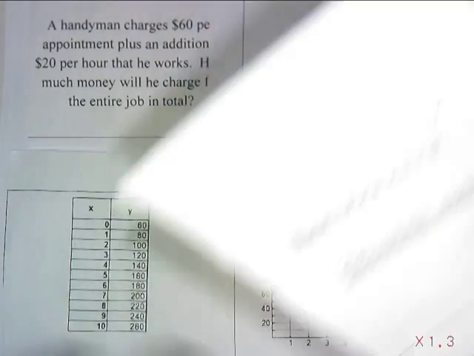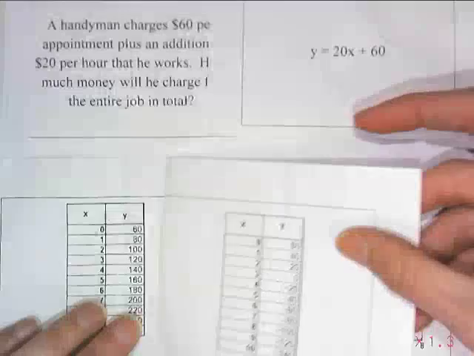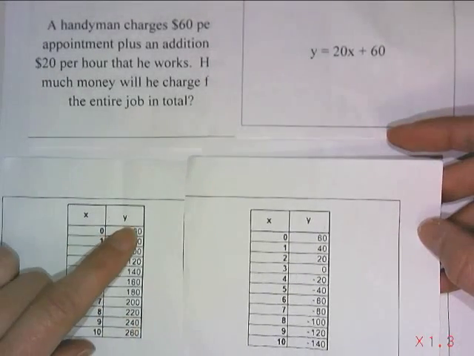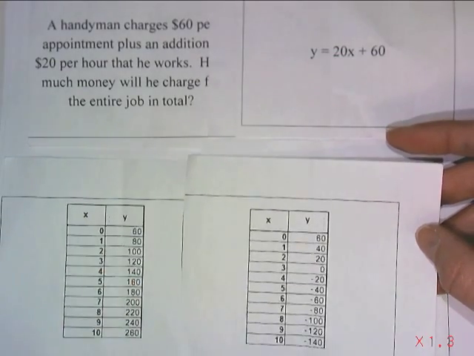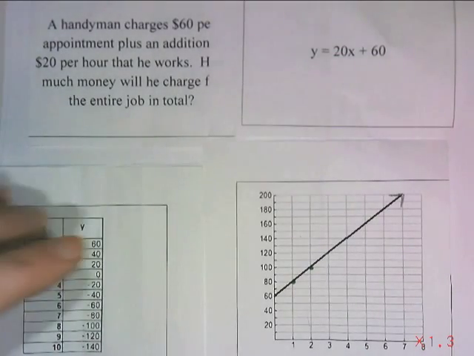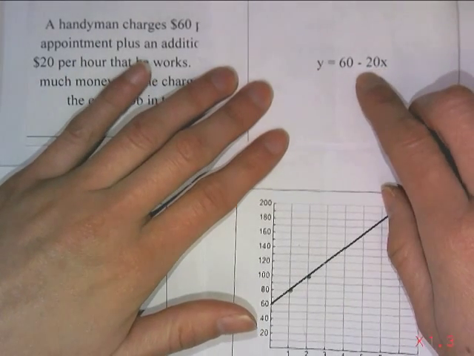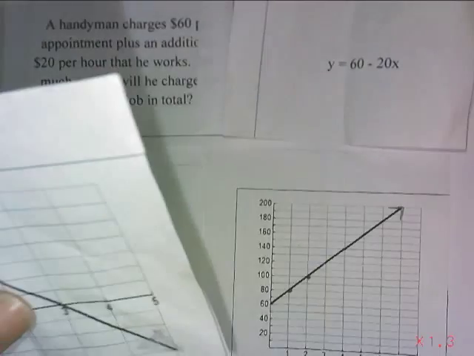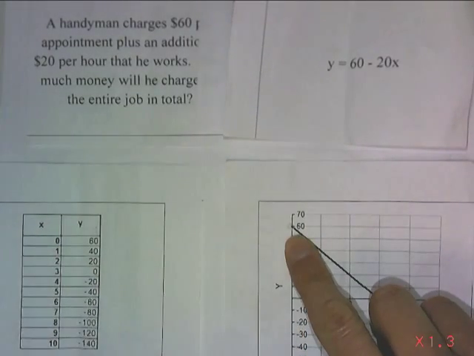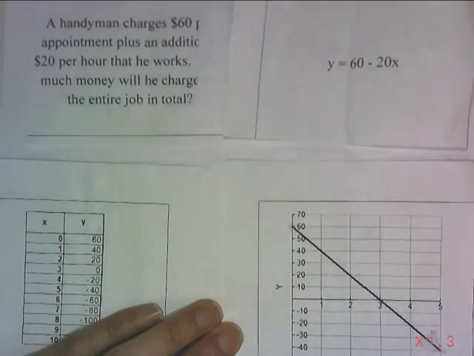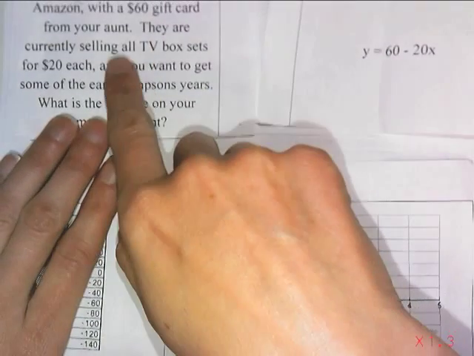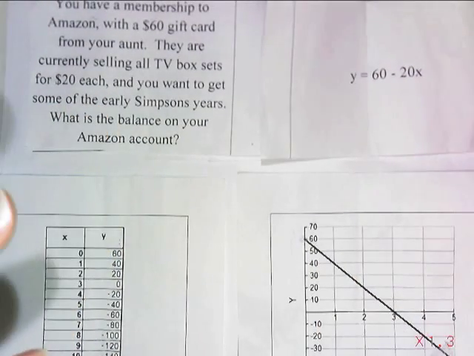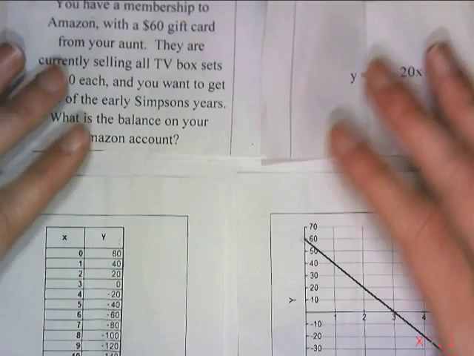Not to be confused with this one, which looks the same. If you compare these tables, they both start at 0, 60, but this one is going up by 20 and this one's going down by 20. So how is that going to change your equation? Well, now the coefficient is going to be a negative 20, but again, it's starting at 60. So we are looking for a graph that starts at the same place, but it's decreasing. And then we're starting at 60, and now you are using up 20 every single time. So the situation that was related to the handyman would be this Amazon gift card.